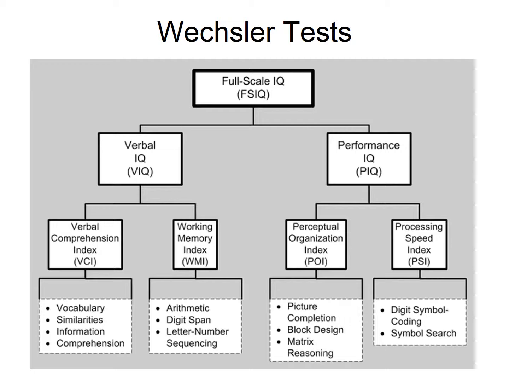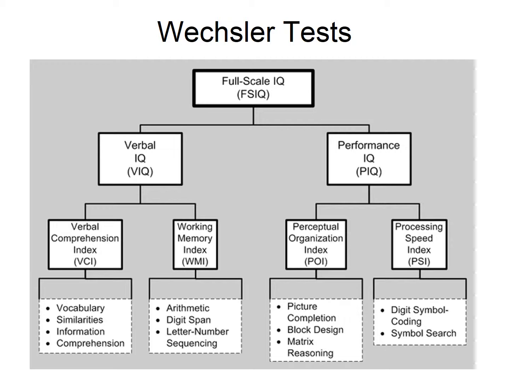So the Wechsler basically has its full scale IQ. The FSIQ is the top score, and that is your overall score, again, normed off of the idea of 100 being the average. Verbal IQ is a major subcategory, and performance IQ is a separate category. Now, under each of those, so under verbal, we also have the Verbal Comprehension Index and the Working Memory Index. And under performance, we have the Perceptual Organization Index and Processing Speed Index.